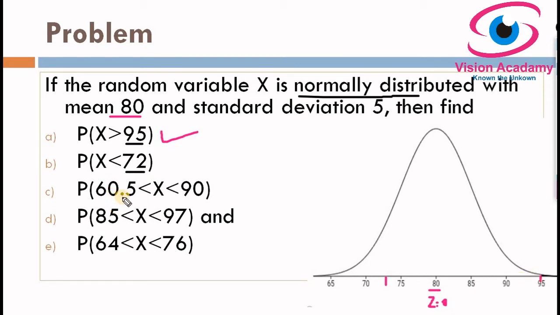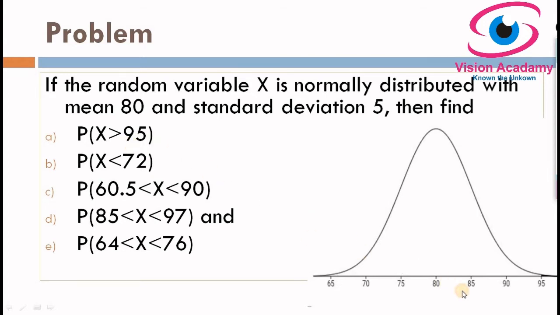And the third one, between 60.5 and 90. 60.5 will fall somewhere here, and 90 is here. We have to look at the area between 60.5 and 90. And in the fourth example, between 85 and 97, which means 85 here and 97 somewhere here. We have to calculate these two areas. And in the last one, 64 to 76. So 64 falls somewhere here and 76 falls here. This area is the area of interest, and we can come to know the z-score of each value. So I have just shown you how to plot the given data on the normal curve.